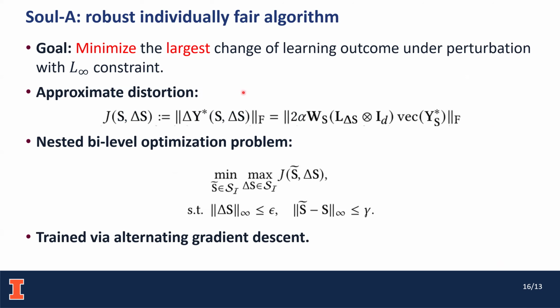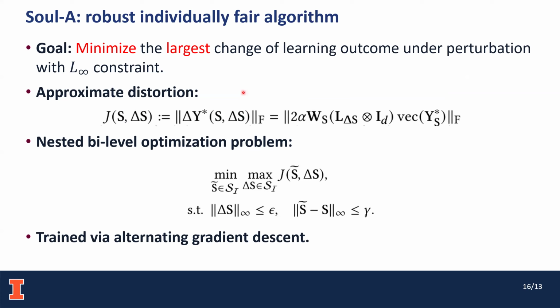So for now, we have the formula to estimate the change in learning outcome with respect to a perturbation delta S. So taking one step forward, we want to design an individually fit algorithm that is robust to the change in the input similarities. So we consider the perturbation under the L infinity constraint. Our goal is going to be minimizing the largest change of learning outcome under the perturbation within the L infinity constraint.